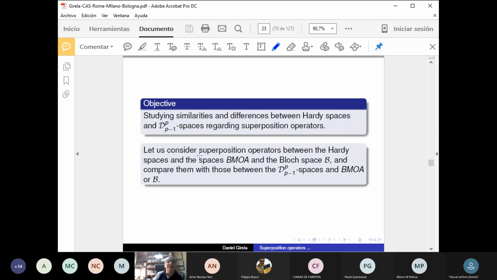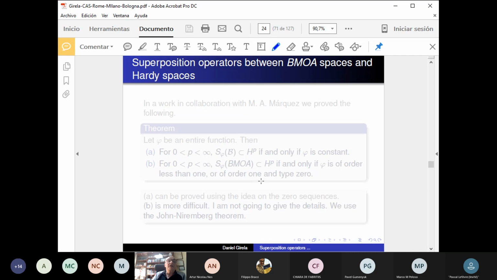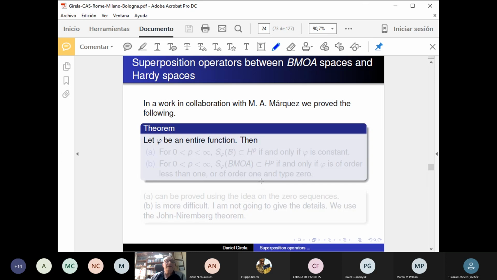I'm going to speak a little bit about this. We want to see whether the superposition operators between Hardy space and BMO, or Hardy space and the Bloch space, are the same as the corresponding ones for D^p_{p-1}. So let's start.